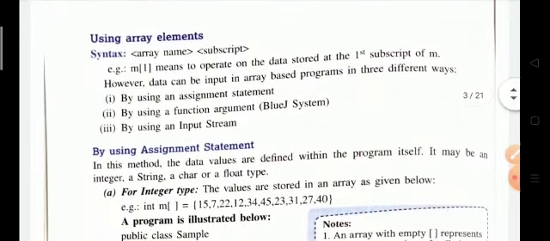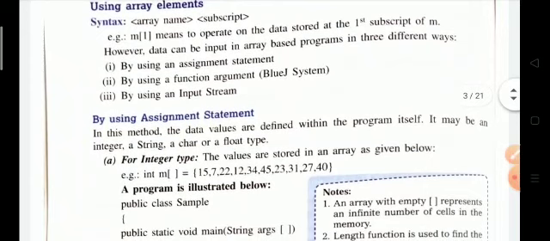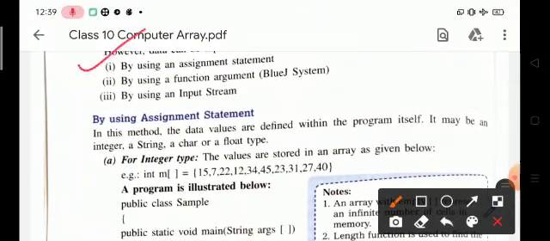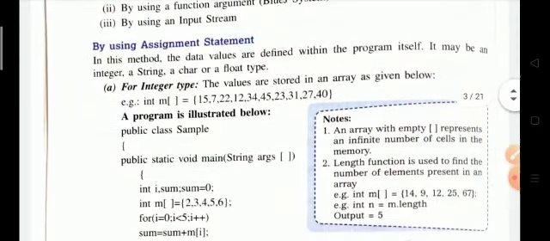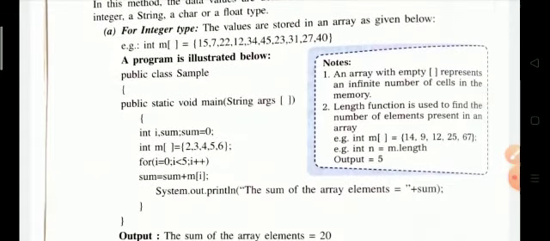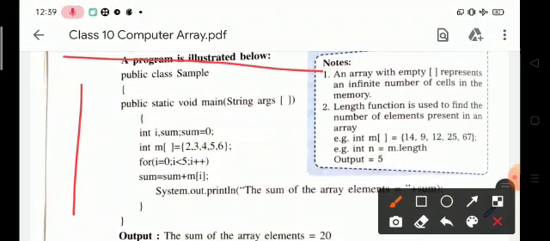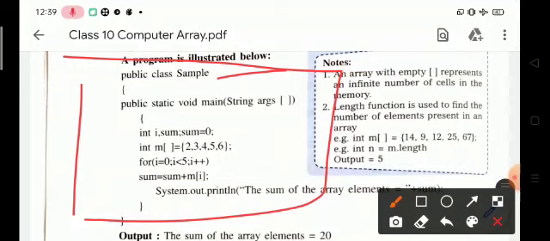Now, using an array element. There are three methods: by using an assignment statement, by using a function argument or a BlueJ method, and by using an input stream method. So I am taking one example. In this example, the question is: write a program to print the sum of 5 numbers. In step number 1, create the class. Suppose the class name is Sample. Now public static void main. This is the entry point of a program.